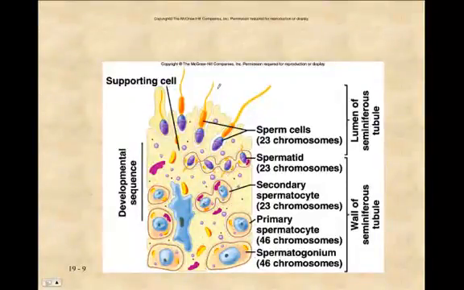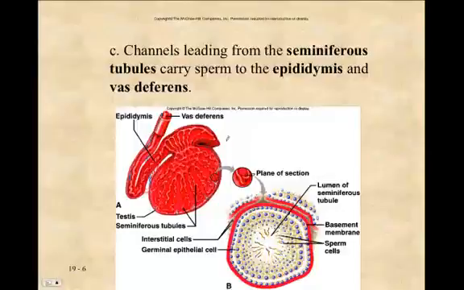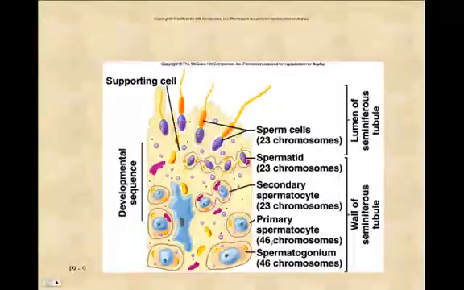Now let's talk a little bit about how we actually get from the germ cells in the seminiferous tubules to the sperm cells. Just to orient you, if you go back to this diagram, we're going to be looking at a section like this. We're going to look at what happens that gets us from germ cell to sperm. So let's go through that.